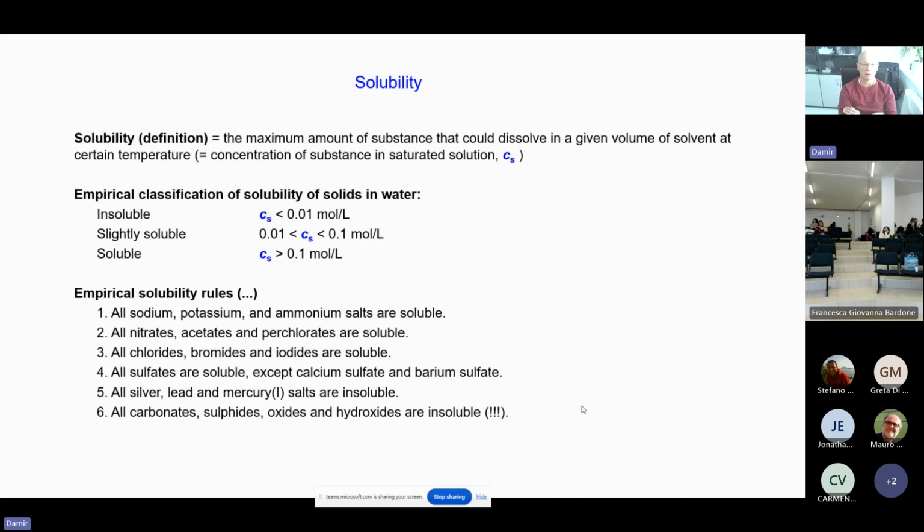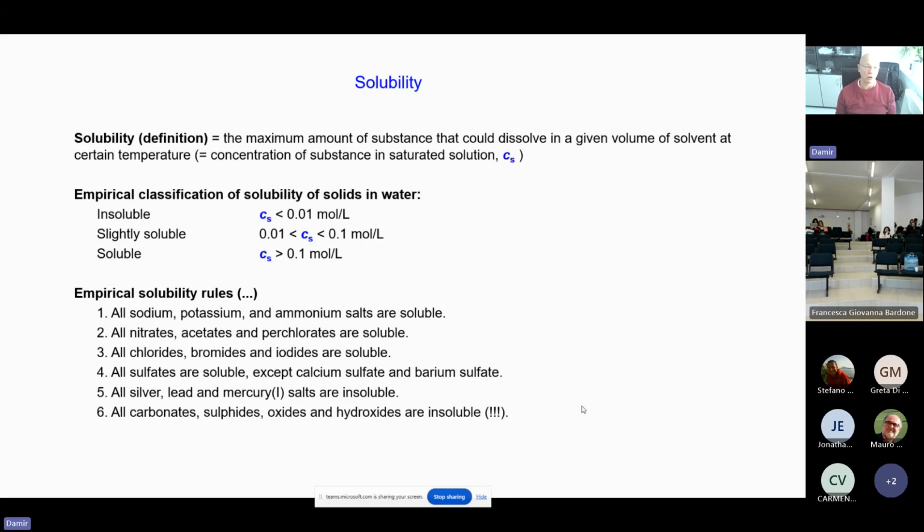There is an empirical classification of solubility. Typically insoluble materials, although all materials are soluble to some extent, are those in which the concentration in saturated solution is about 0.01 mole per liter. Slightly soluble salts are those with solubility between 0.01 and 0.1 mole per liter, while soluble salts are those with solubility larger than 0.1 mole per liter.